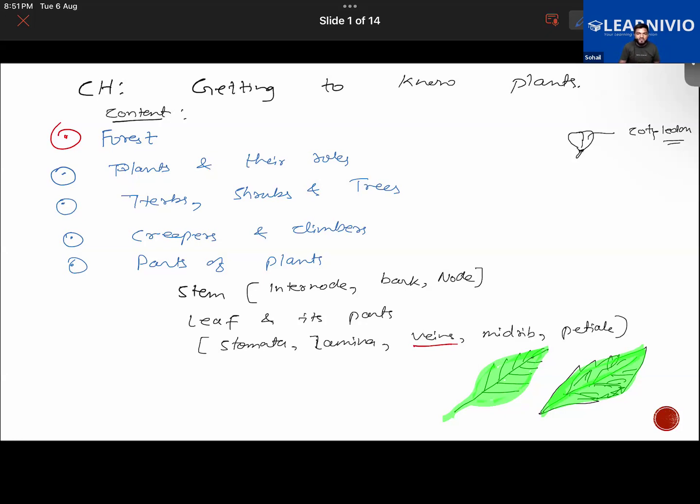In mathematics, you'd have learned about parallel lines, intersecting lines. Like when two lines run side by side to each other in such a way that they will never be meeting each other. It's not like they are running like this and they will meet at a point. So when two lines run in such a manner that they will never meet, they are called parallel lines.